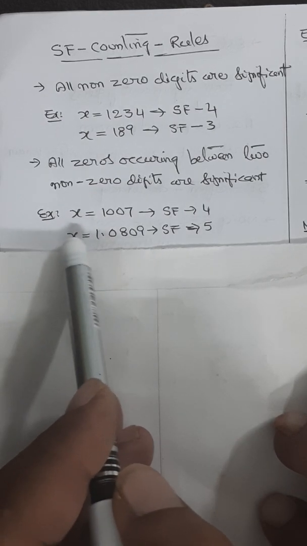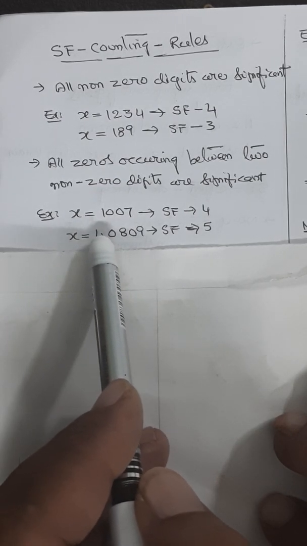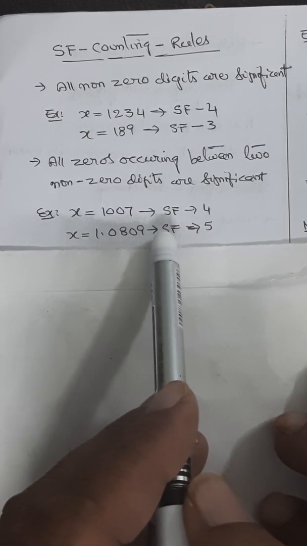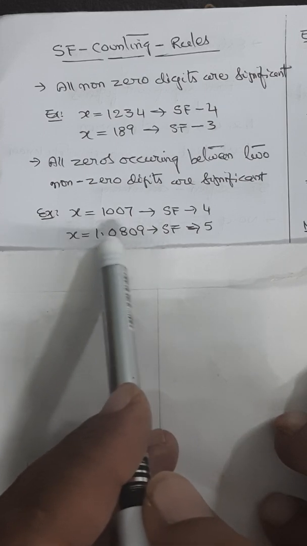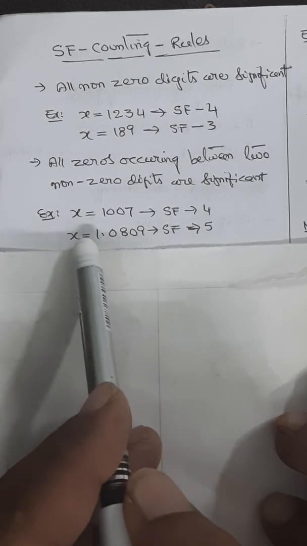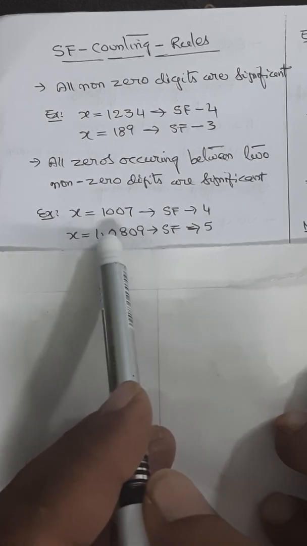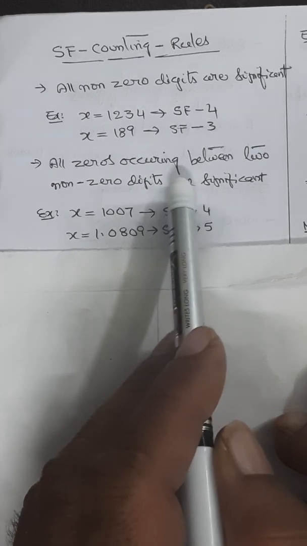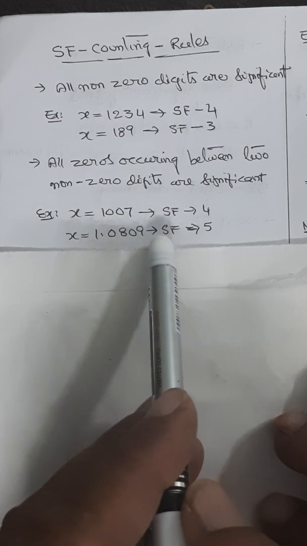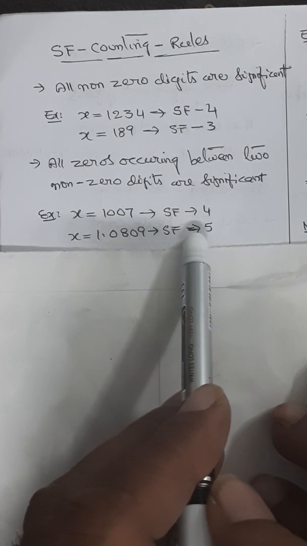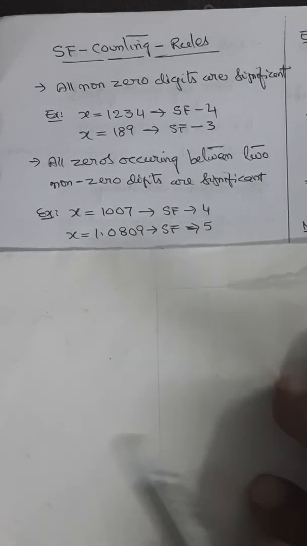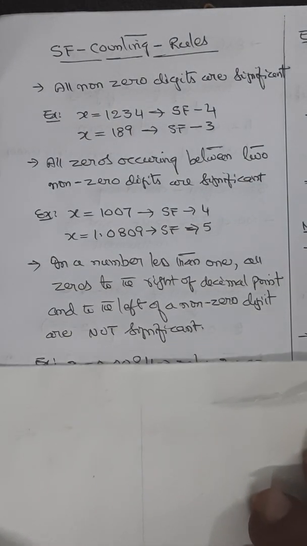Similarly, if you take x equal to the decimal value 1.0809. Now the number of significant figures you have to calculate. The extremes are non-zero digits, so the zeros in between have to be taken into consideration. Therefore, altogether, if you apply this rule, the number of significant figures is equal to 5. So this is rule number 2. Let us look at rule number 3.